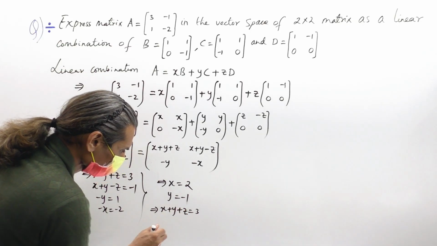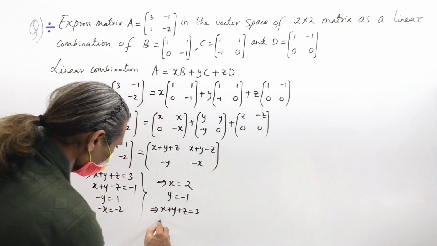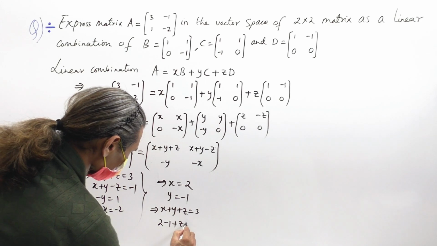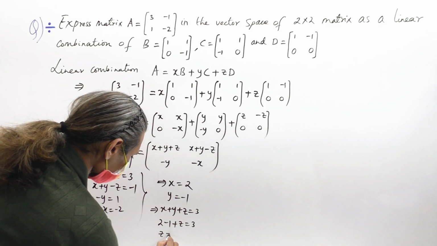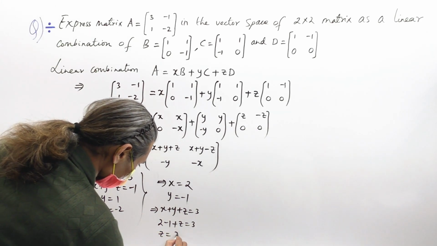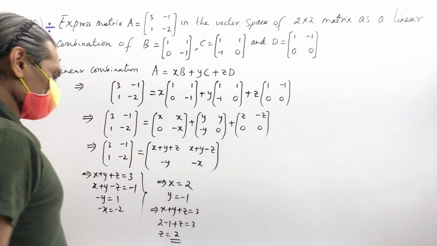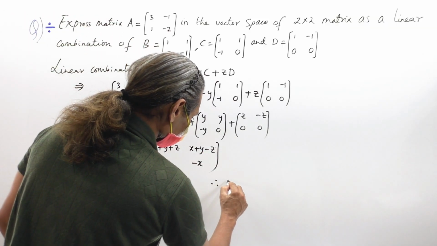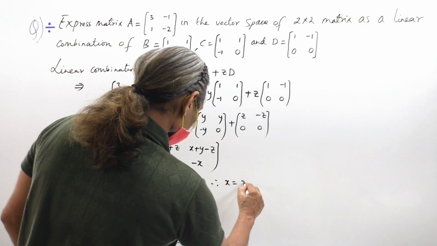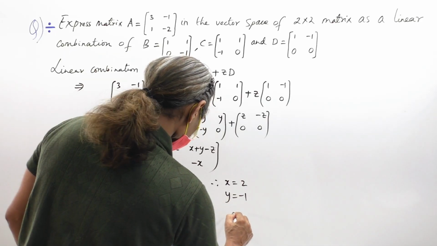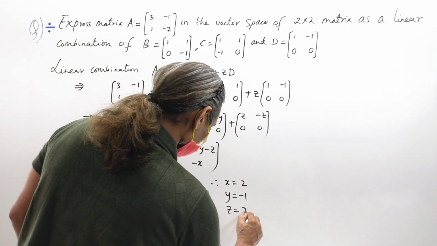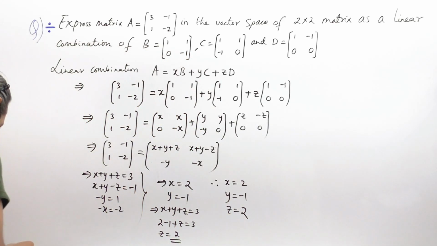What is x? 2 minus 1 plus z equals 3. That means z is equal to 2. That's it. Therefore, that implies x equals 2, y equals -1 and z is equal to 2. That's all we have here.